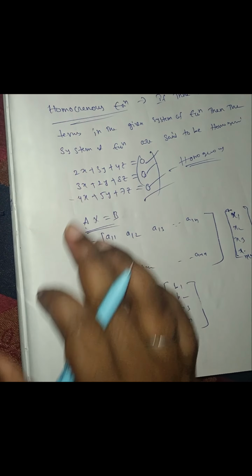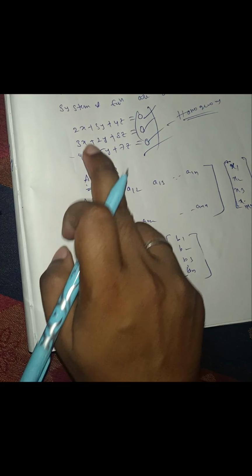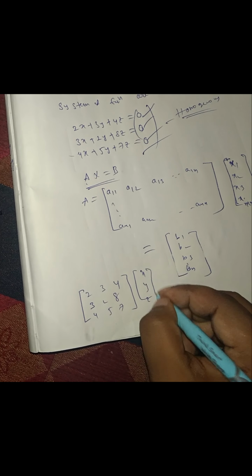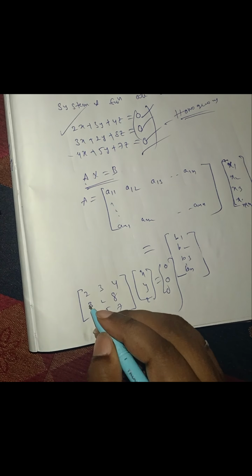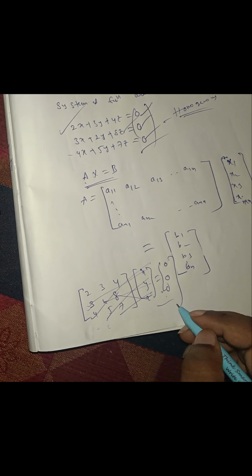If you multiply this, we will get the given equations. So for these equations, how do we form the matrix? Coefficients first: 2, 3, 4, 3, 2, 8, 4, 5, 7, times x, y, z equal to 0, 0, 0. First, 2x plus 3y plus 4z equal to 0, you will get the first equation. 3x plus 2y plus 8z equal to 0, you will get the second equation. 4x plus 5y plus 7z equal to 0, you will get the third equation. This is how we convert to matrix form.